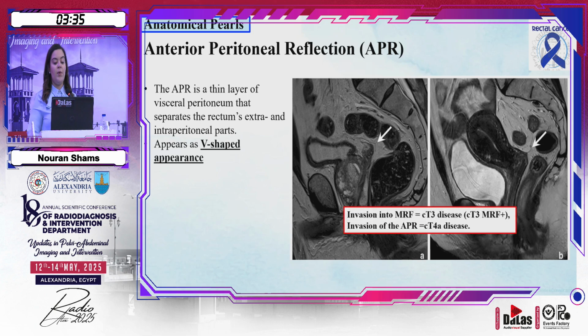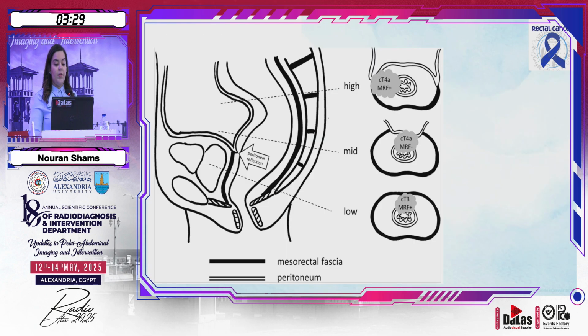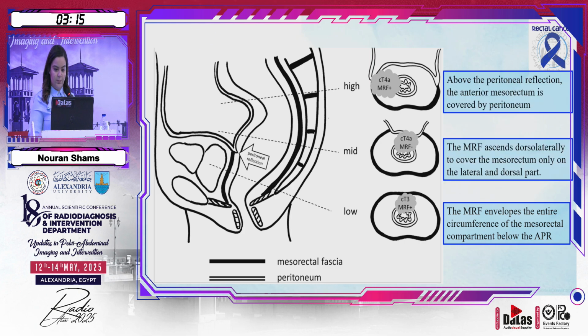Invasion into MRF and APR are therefore different and represent different stages of the disease. The relation of the rectum to both structures depends upon the level of the rectum we talk about. At the lower level, the mesorectal fascia completely encases the mesorectal compartment, and as we move upwards, the anterior peritoneal reflection covers the rectum anteriorly.